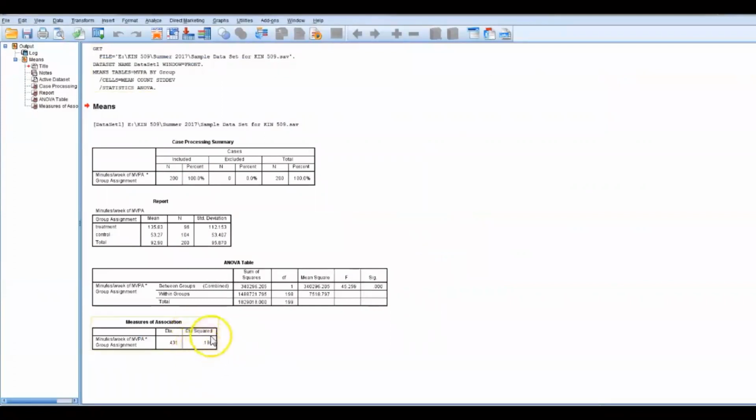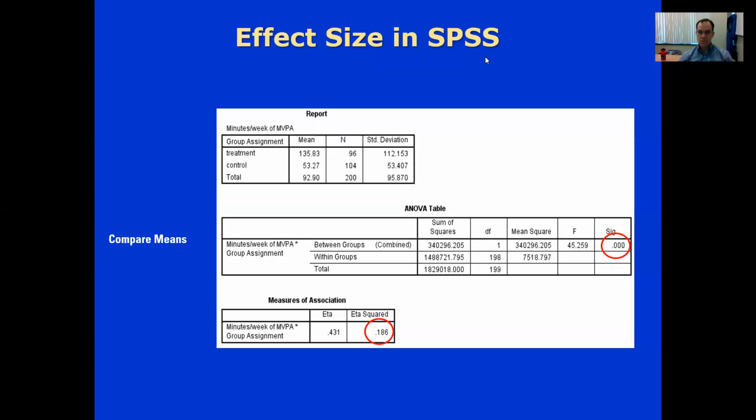And again, this is the amount of variance, so 19% of the variance in moderate to vigorous physical activity is attributed to the effects of what group the person was assigned to. And we can see from the mean difference that the treatment group is the one getting that effect. So, okay, that's one.